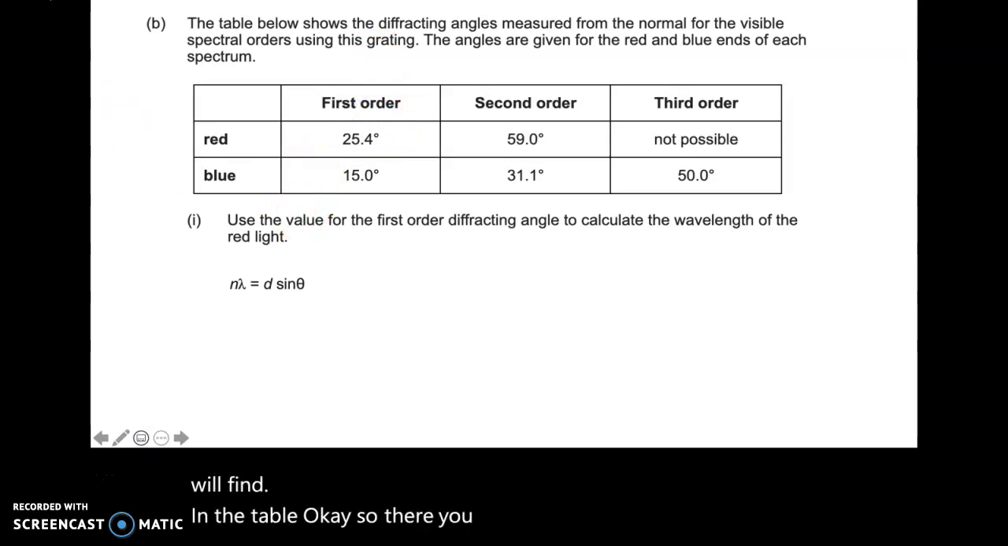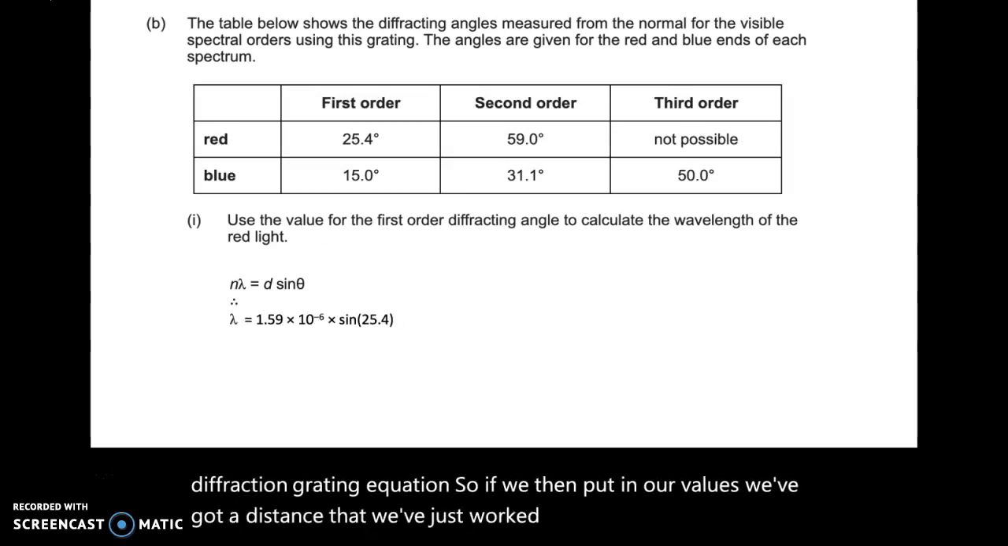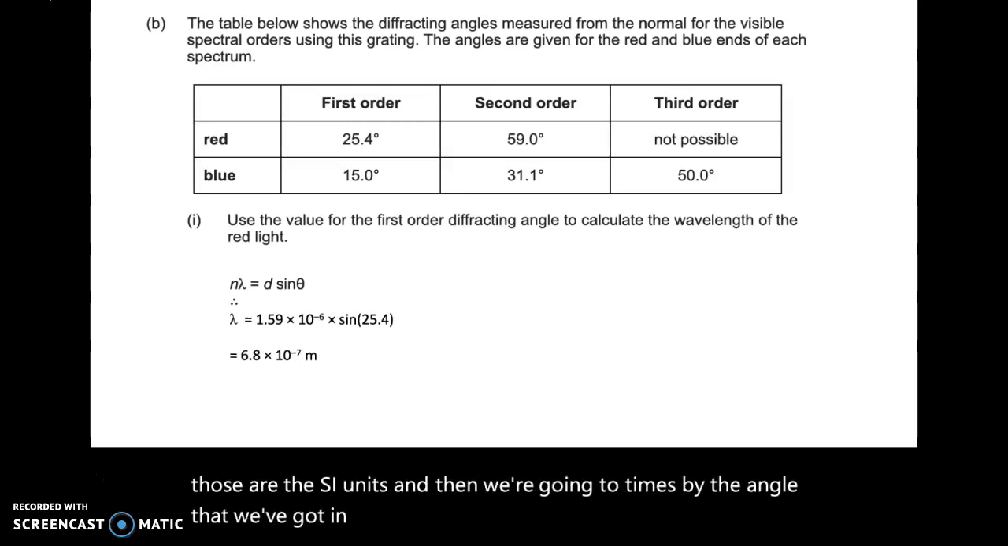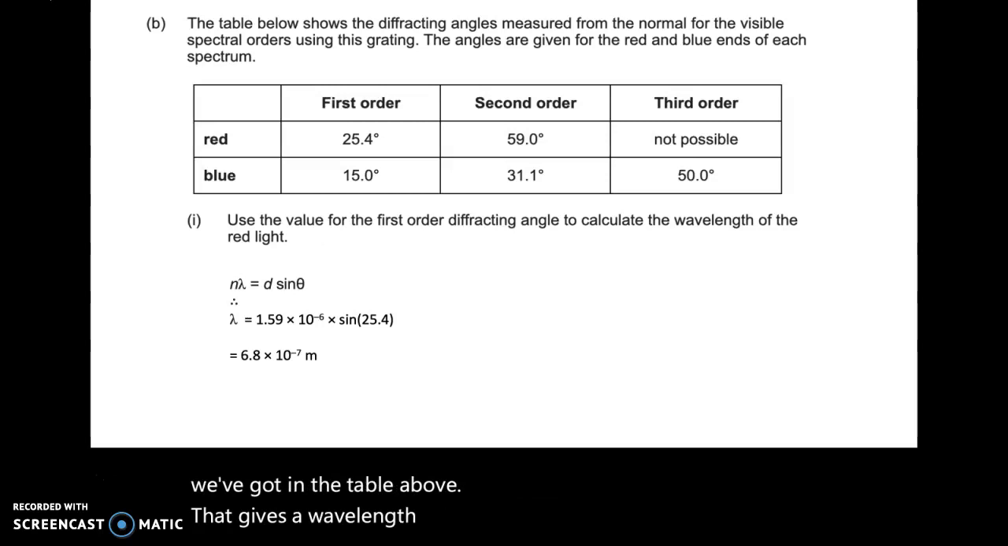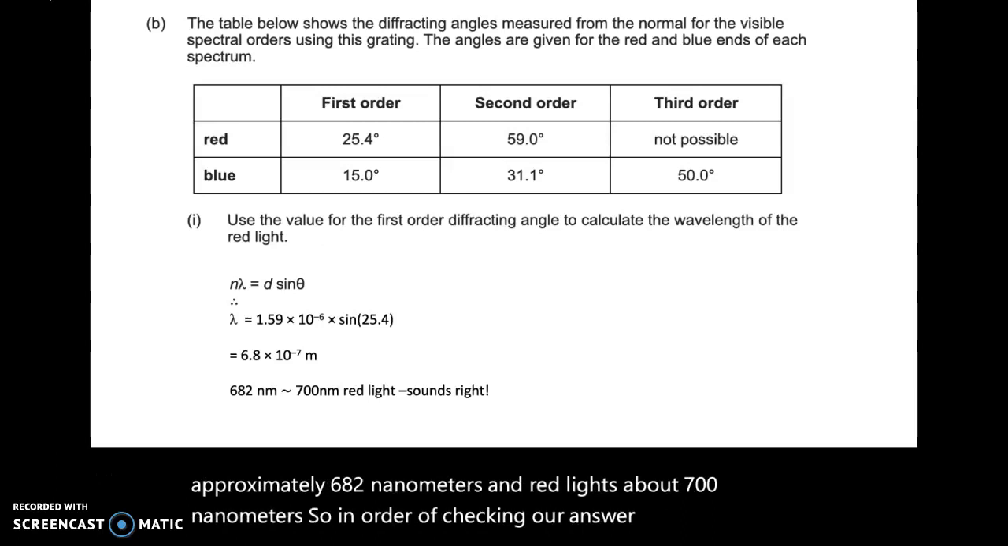We can see that we've got our diffraction grating equation. So if we then put in our values, we've got our distance that we've just worked out between the lines. We're going to use 1.59 times 10 to the minus 6 in meters this time, not millimeters, because those are the SI units. And then we're going to times by the sine of the angle that we've got in the table above. That gives us a wavelength of 6.8 times 10 to the minus 7 meters, which is approximately 682 nanometers, and red light's about 700 nanometers. So in order of checking our answer, that sounds to be about the right ballpark for our answer.